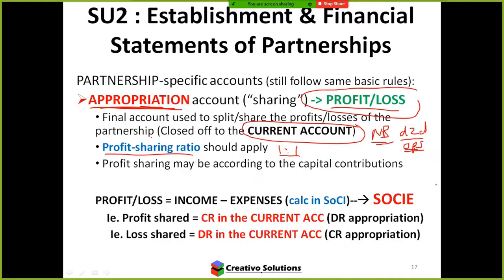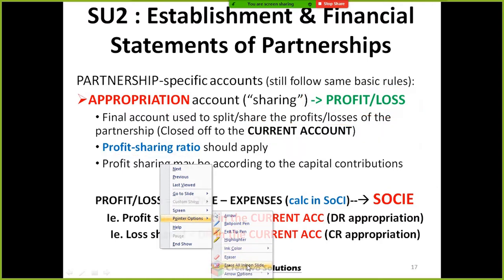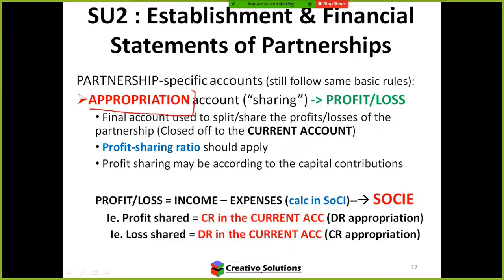Then what I was saying here, in terms of the appropriation, is when you have an appropriation account, you need to first work out the profit and loss. That profit and loss is attributable to the partners. And it's attributable to the partner's current account because it's the day-to-day running of the business. It's either going to increase or decrease their current account, whether they've made a profit or a loss. And that's where the ratio comes into it.